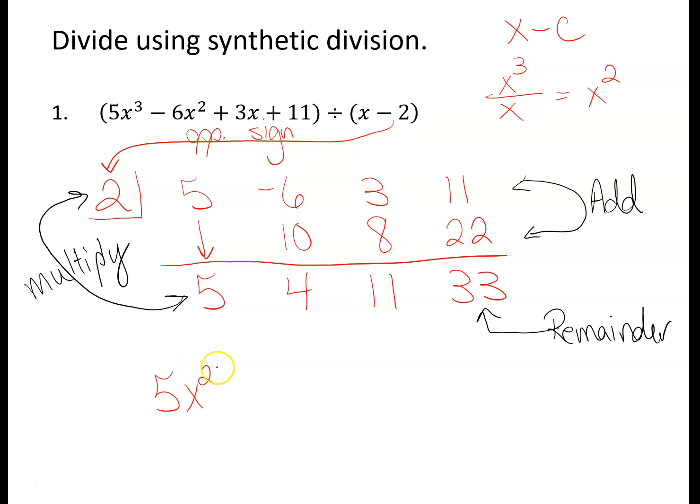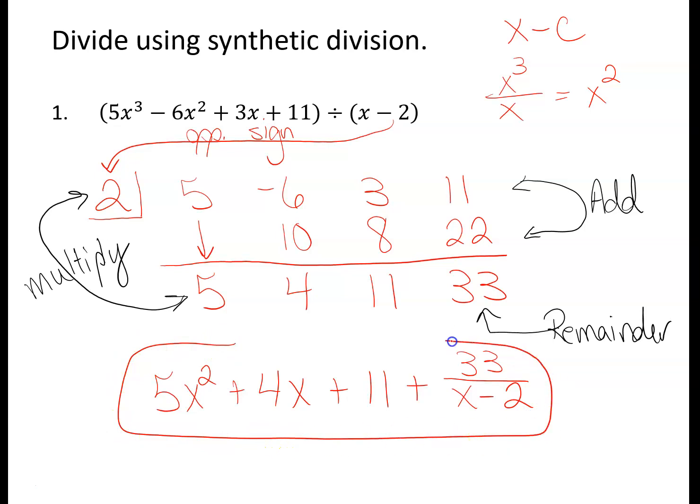And then the exponent always goes down by 1 for each term. So if it's x squared to start with, then it goes to x and then the constant. So it would be, this is a positive 4, so plus 4x plus the constant plus the remainder over the divisor. The divisor was x minus 2. And then that is how we write the final answer.